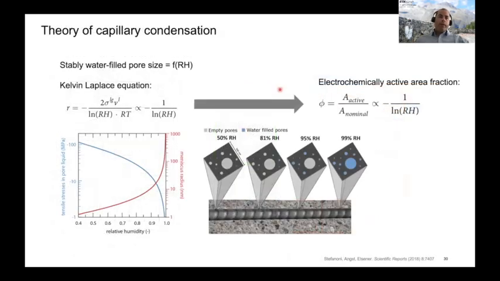We can also explain or quantify this effect by using the theory of capillary condensation, where essentially we can relate the stably filled pores, or their radius, to the relative humidity. And depending on the pore size distribution, of course, that allows us to estimate the so-called electrochemically active area fraction, which is that fraction of the steel which is in contact with an electrolyte and with liquid water.